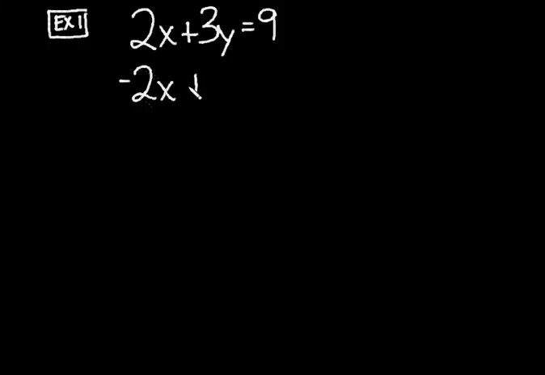So here's an example. We'll do that example we just were looking at. Call it example 1. I got 2x plus 3y makes 9. Then I also got negative 2x plus 4y equals 12.